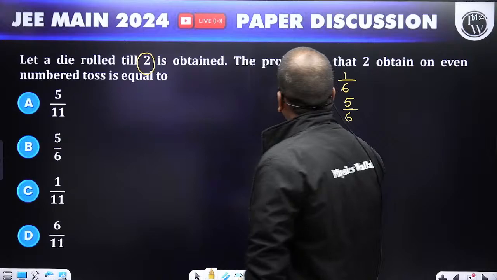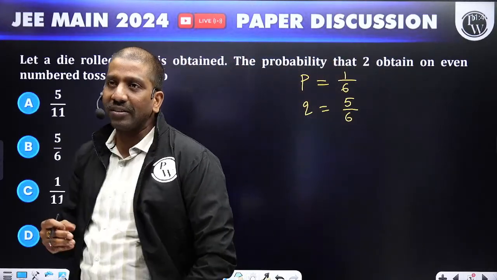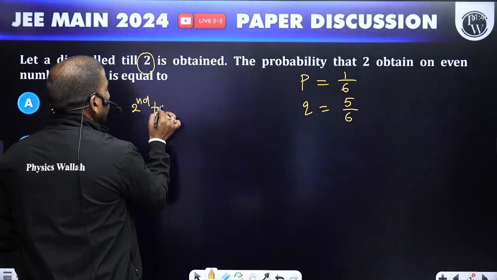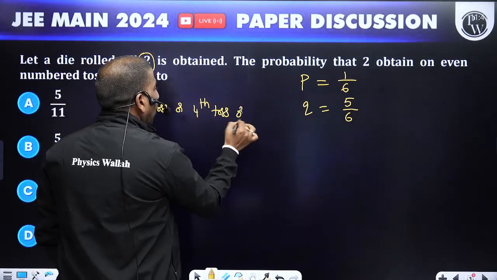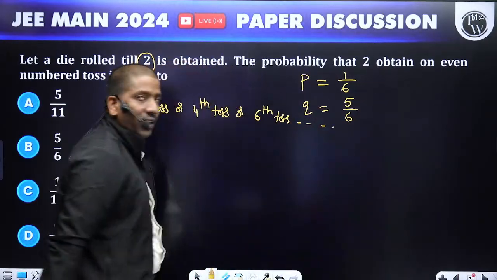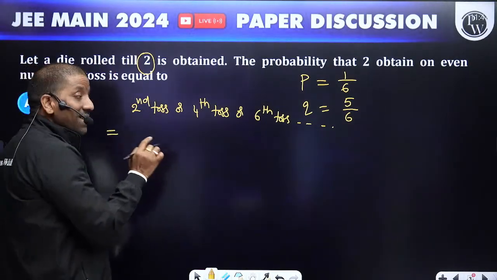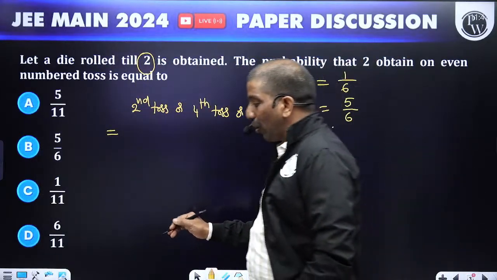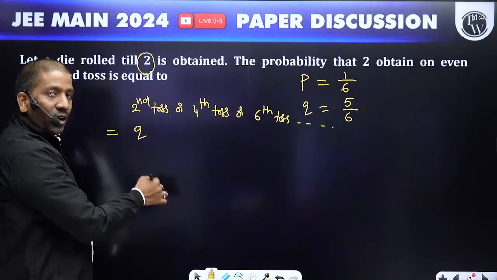So we need to get our success in an even number toss. So even number toss means second toss, or fourth toss or sixth toss and so on, right? Infinite series we would get. So second toss means what is happening in first toss? The first toss we failed. So that means Q. Simple. The second toss P.